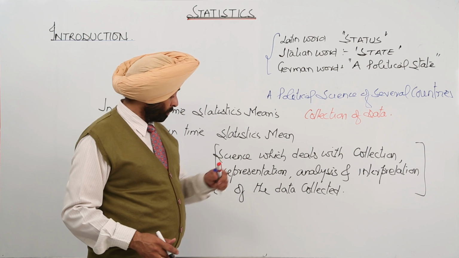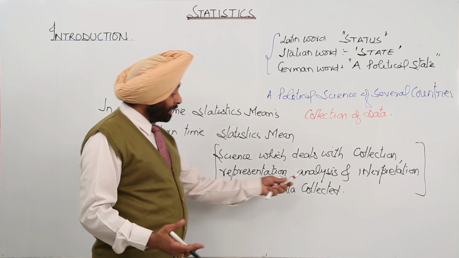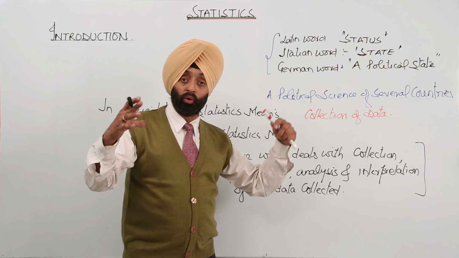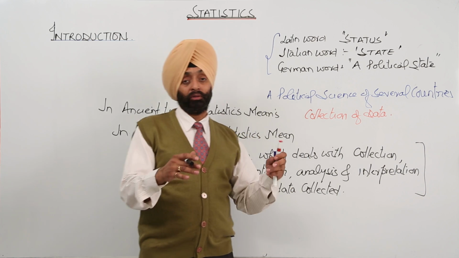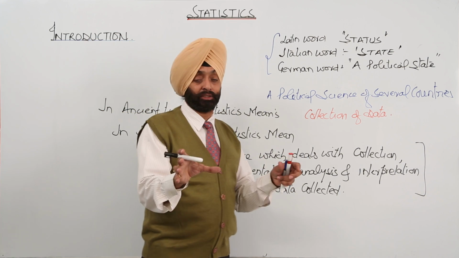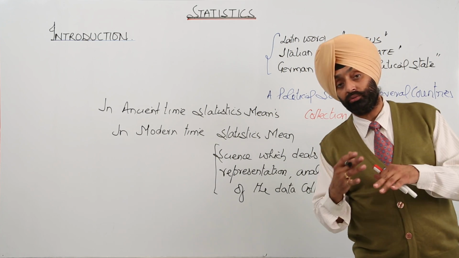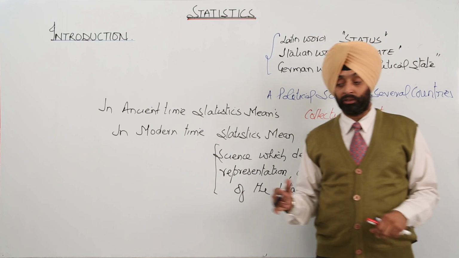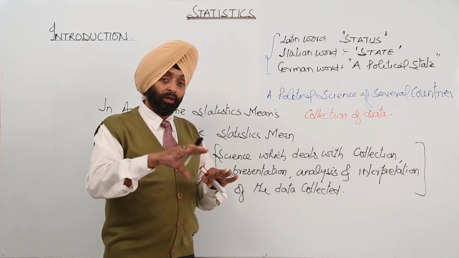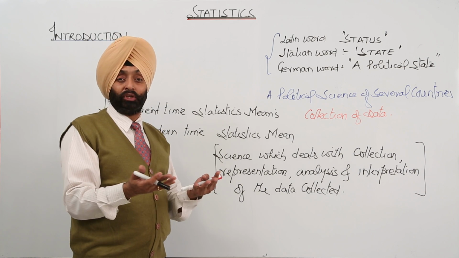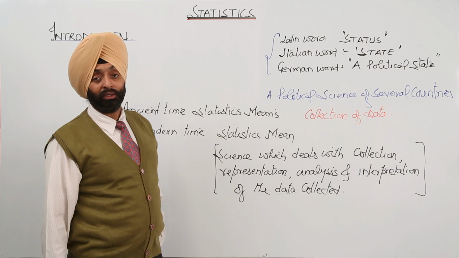So all these things are: first of all collection of data, then representing the data, then analysis, and the main thing, interpretation of the data. That is what basic statistics is, what I have just told you. After that, many mathematicians gave different definitions, but the moral of the definitions was only these four symptoms. So this is about the introduction part.